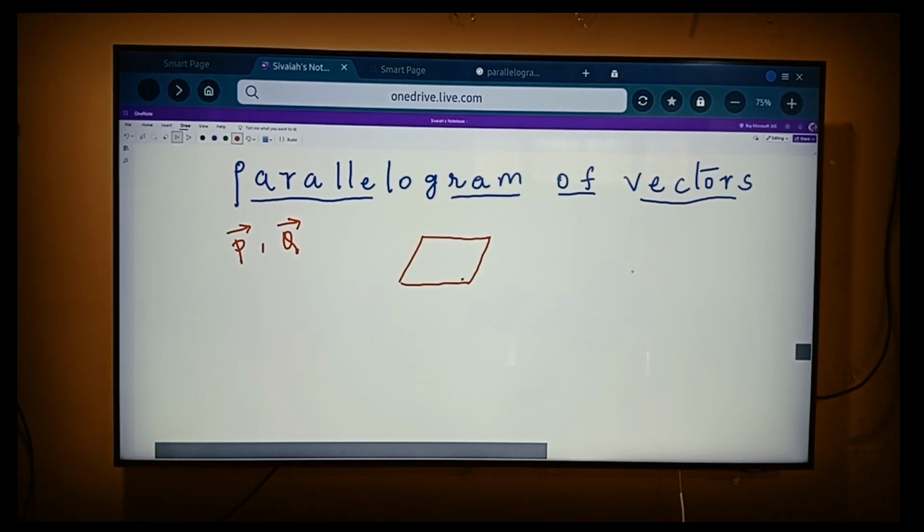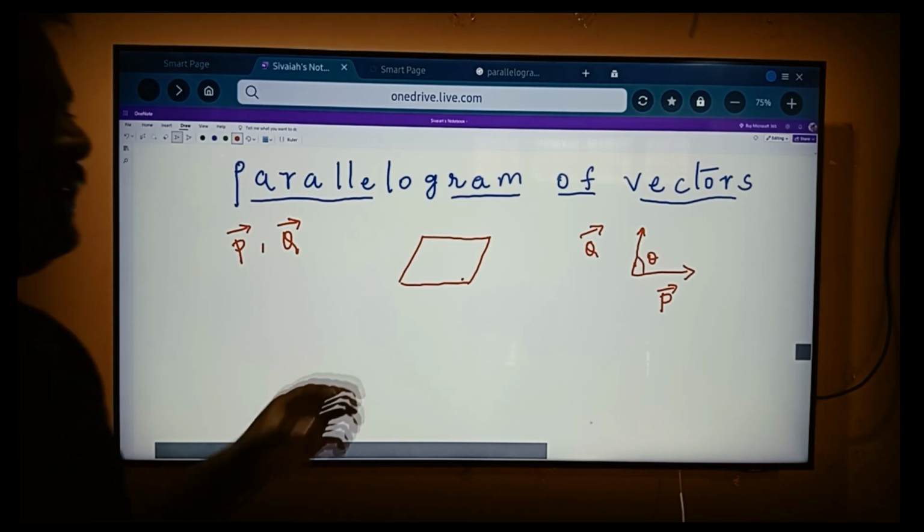Here I am considering one more vector. One vector is p bar, and here it is q bar. I am considering q bar here. The angle between the two vectors p bar and q bar is theta.